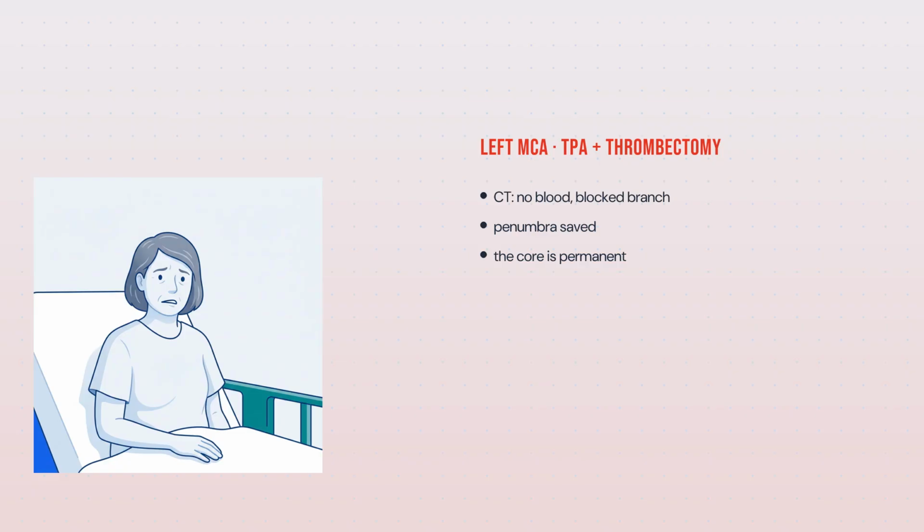Eleanor's CT shows no blood and a blocked branch of her left middle cerebral artery. She is inside the window, she gets TPA, and because the clot is large, she goes for thrombectomy, and the artery is reopened.